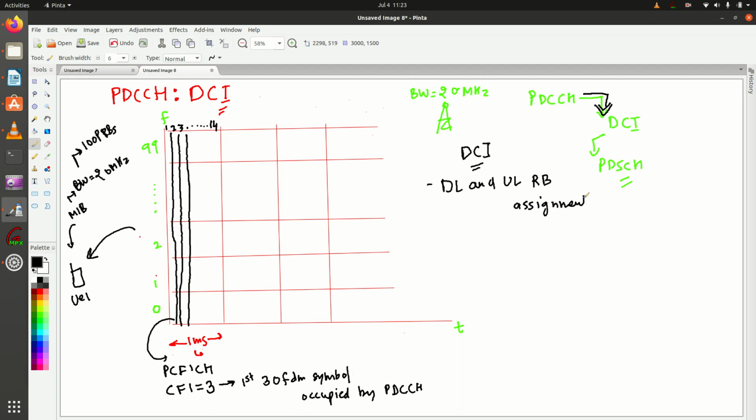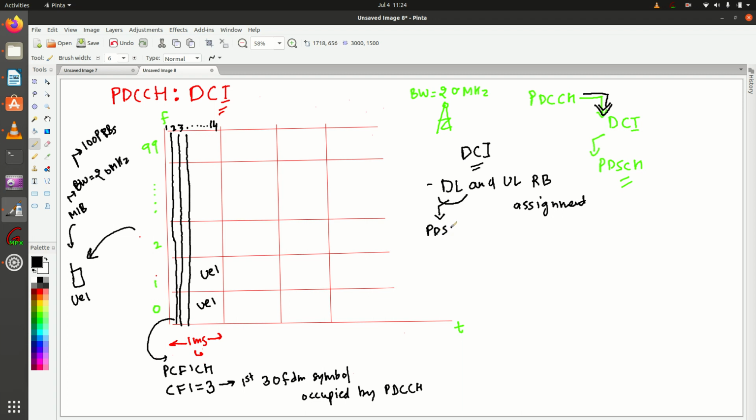Okay, so the UE decoded the DCI here. Suppose after decoding the DCI, this UE1 comes to know that resource block 1, that is this, and resource block 0, or PRB 0, are assigned for this UE1. That is why we say DCI carries DL resource block assignment, or in other words, PDSCH assignment.